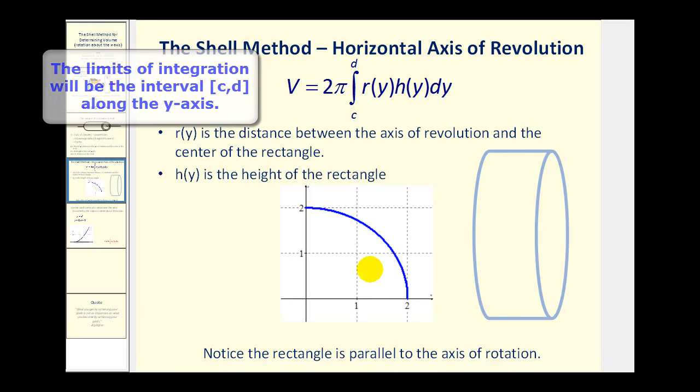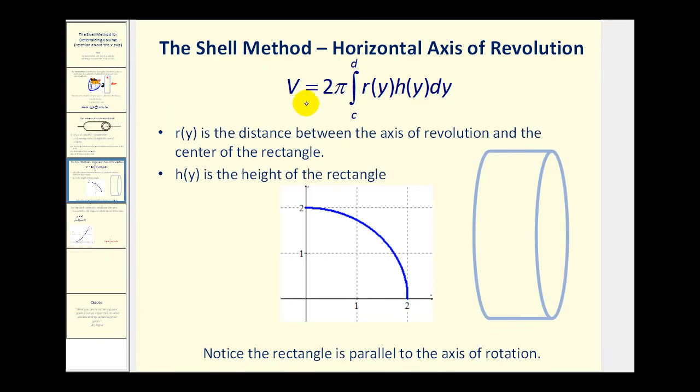So the representative rectangle is really key to setting up and solving these volume problems. And for the shell method, the rectangle is going to be parallel to the axis of rotation. So if we're rotating about the x-axis, our rectangle must be parallel to the x-axis. So it might look something like this. And since the thickness of that rectangle is delta y, we'll be integrating with respect to y. So everything else must be in terms of y. R of y, the distance from the axis of rotation to the center of the rectangle, would be this distance here.